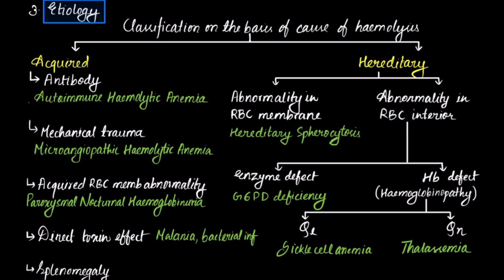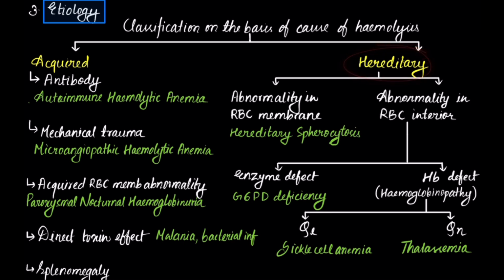So there are two reasons behind hemolysis. Number one, it could be hereditary or it could be acquired. Hereditary means by birth there is such a defect in the genetic makeup such that RBCs get destroyed. Acquired means after birth, as life goes on, certain changes occur or certain things happen. As a result, RBC gets destroyed. So hereditary is due to genetic disorder. Acquired is after life or after birth.